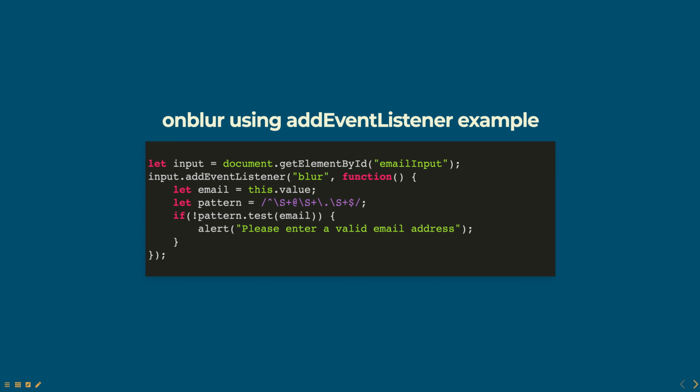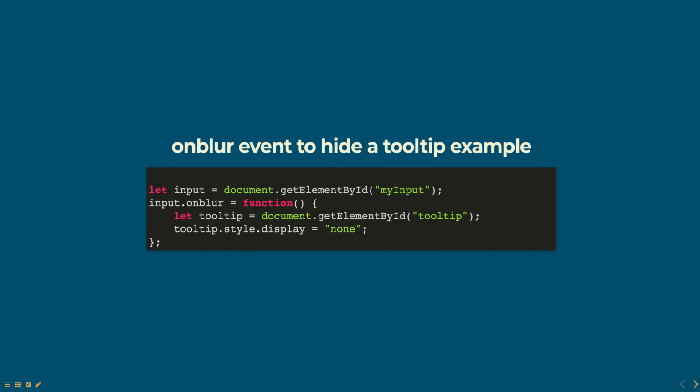You can also use the onblur event to hide a tooltip when the user taps out of an input field. In this example, the onblur event is attached to the input field with the ID myInput using the onblur property. When the user taps out of the input field, the function inside the onblur event will be called and will change the display property of the tooltip to none, and it will be hidden.